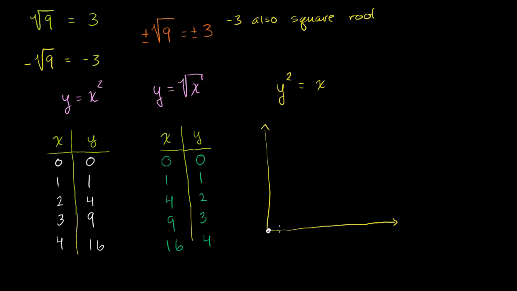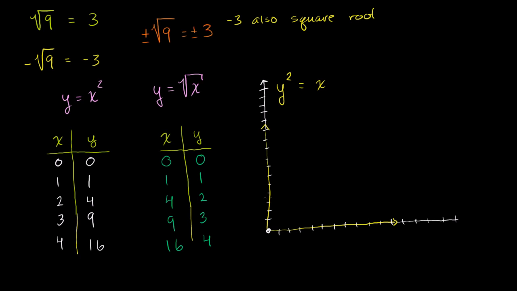Let me go 1, 2, 3, up to 16. That's about how far I have to go. And I have 1, 2, 3, up to 16 in the other direction. That's about how far I have to go in that direction as well.